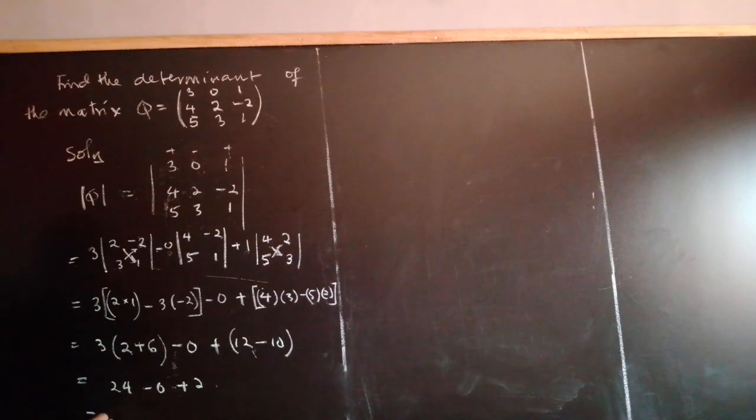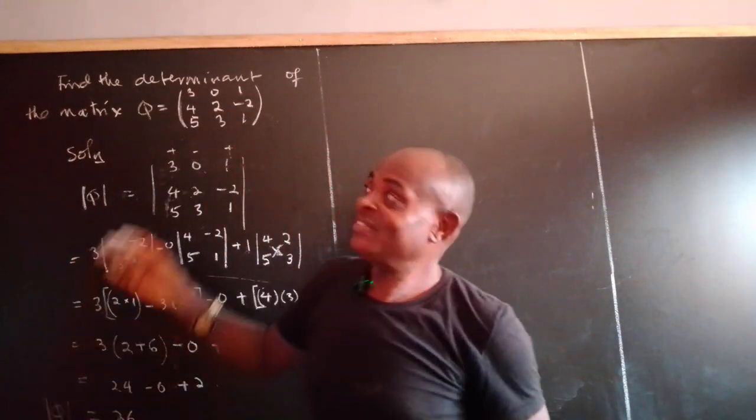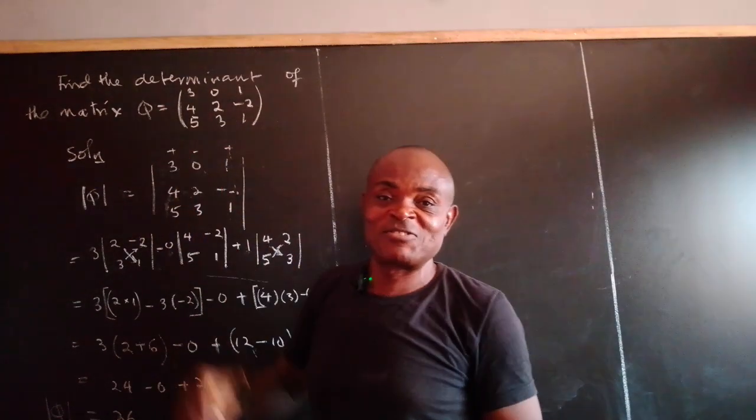If you do everything, the determinant of this matrix Q is equal to 24 plus 2. That's going to give us 26. And that brings us to the end of determining the determinant of this 3 by 3 matrix.